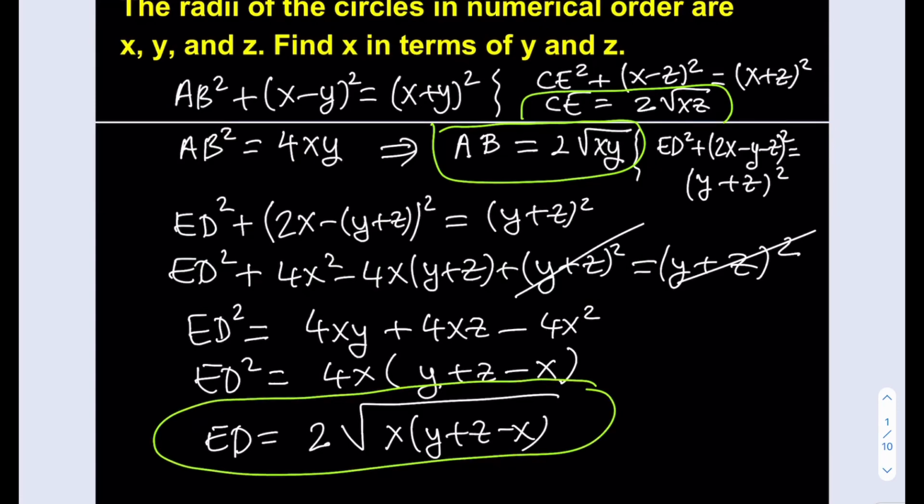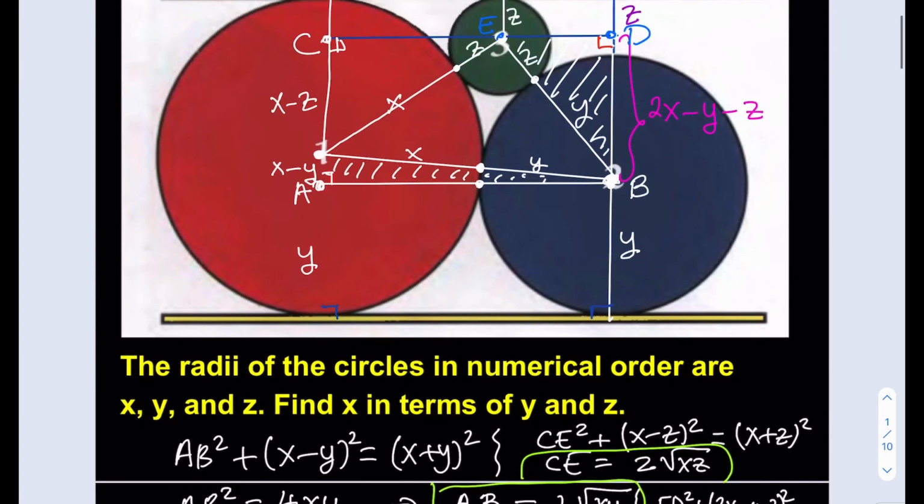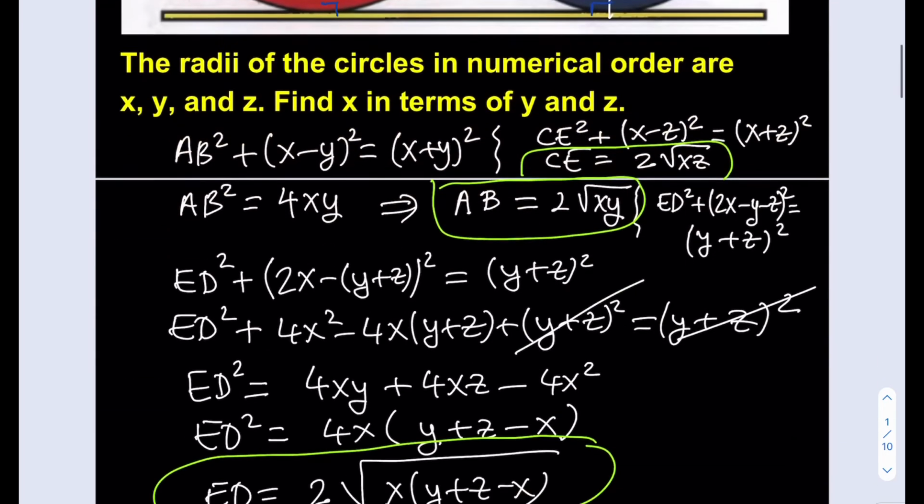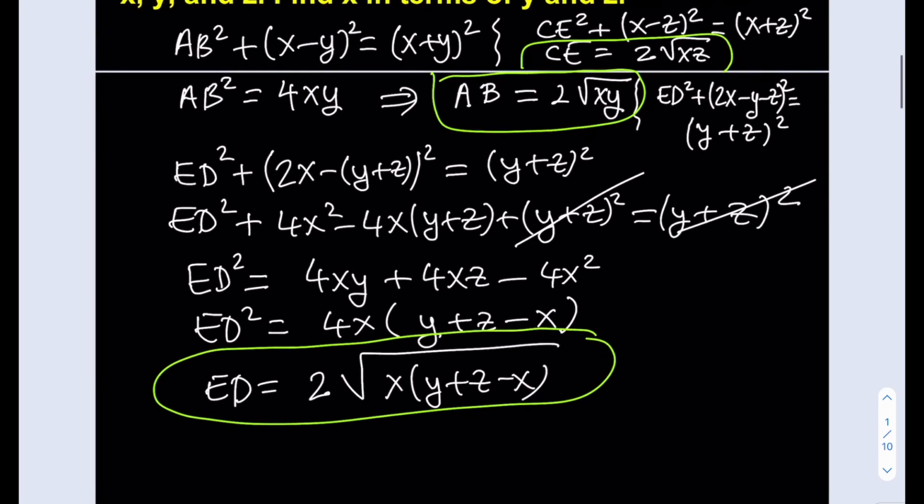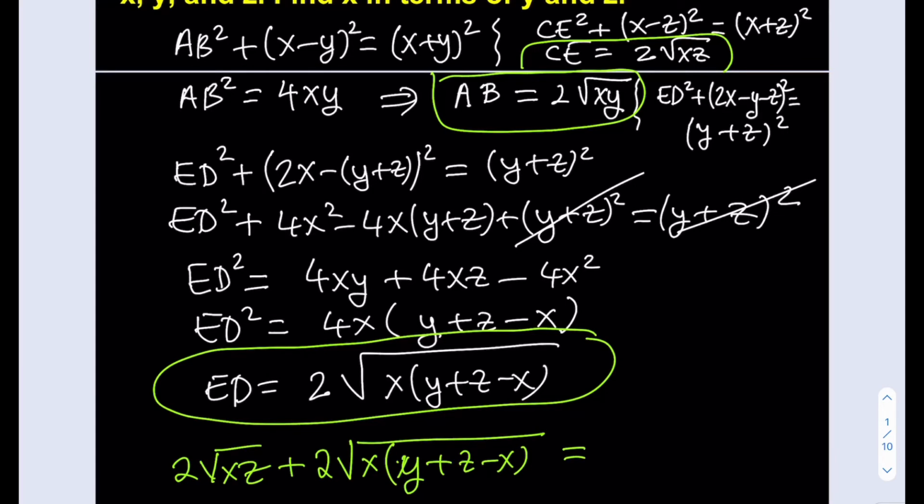Now we do know that CE plus ED is equal to AB. So we're going to be adding CE plus ED, which is this one, and something nice is going to come out of this. You're going to notice in a little bit that it is equal to AB.